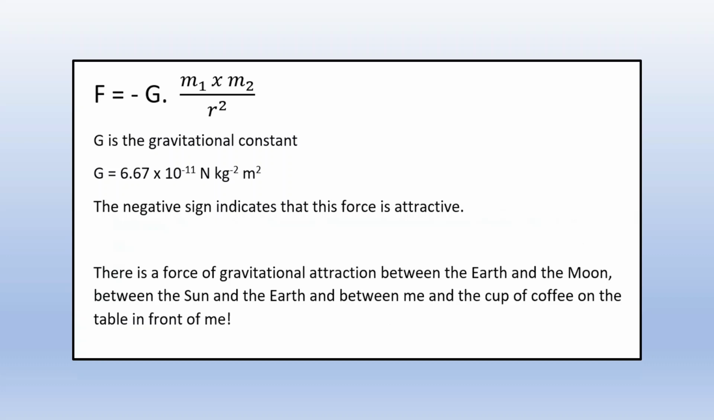The equation has a negative sign, which indicates that the force is attractive, but we'll very often neglect that negative sign because we know implicitly that gravity is an attractive force. And of course, there is a force of gravitational attraction between the Earth and the Moon, between the Sun and the Earth, and indeed between me and the cup of coffee on the table in front of me.